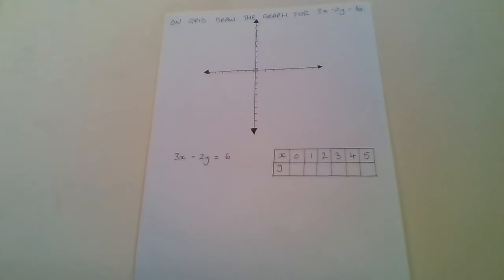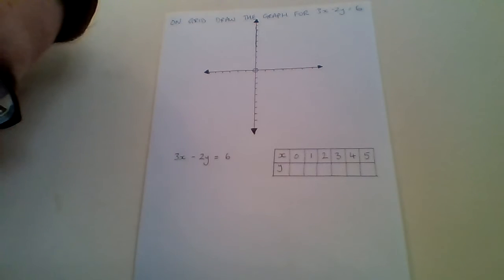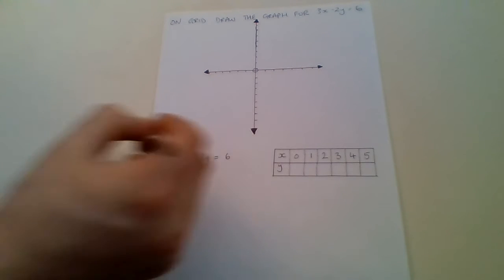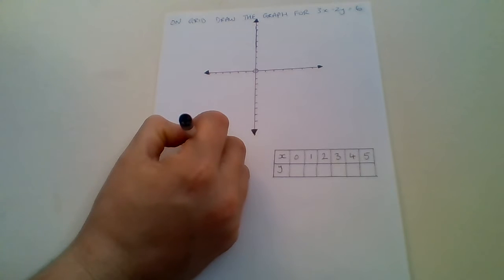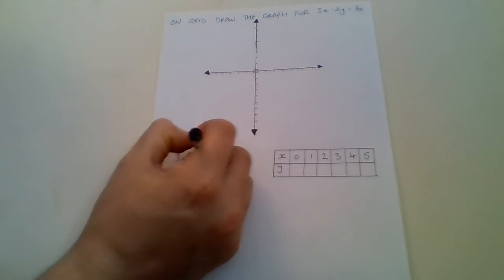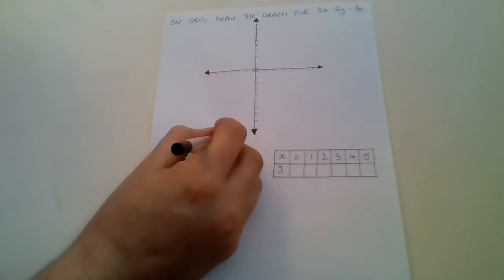Right, guys, this is the question for linear graphs 2, and we're going to try and plot the graph for 3x minus 2y equals 6. So just to get you an idea, the first thing we want to do is get this into the form y equals mx plus c. So that's what my first job is.